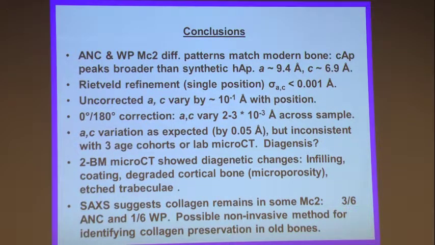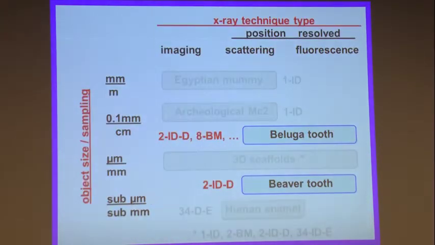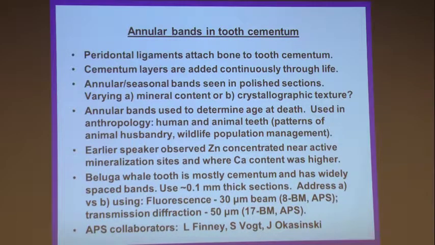I'm not going to go through this slide, it's just summing up what I just said. I'd like to move on to the development problem that we see within the teeth, beluga whale teeth and beaver teeth. This is where we're combining scattering and position-resolved fluorescence. We're getting a map of what elemental constituents are there and how the diffraction signal, things like lattice parameter, change with position. So, annular bands in tooth cementum.